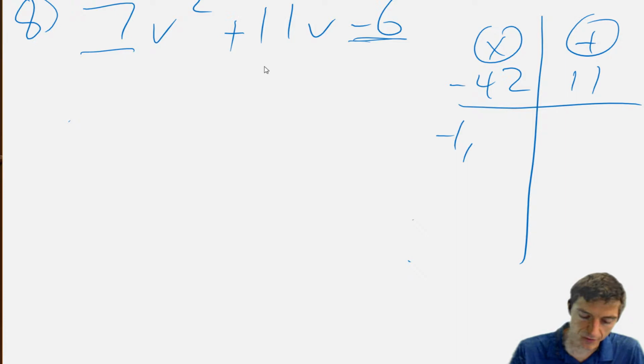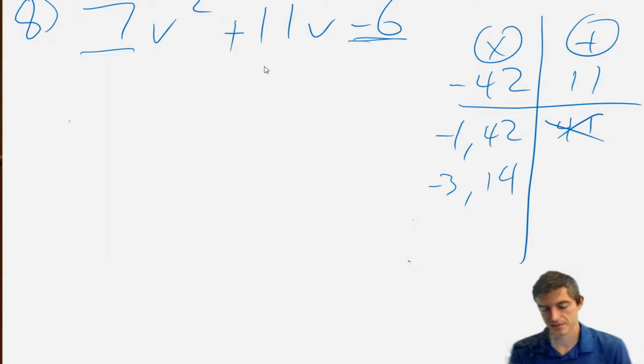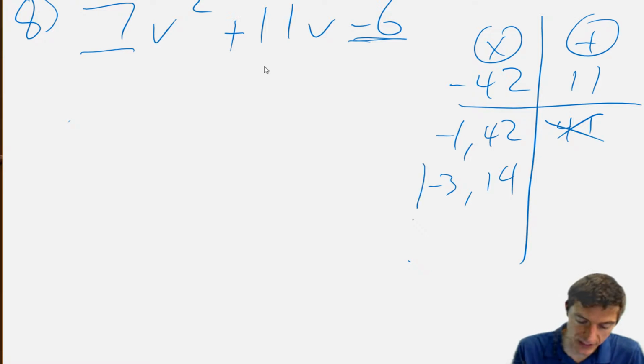You know, negative 1 and a positive 42 don't do it. Those add up to 41, so that's no good. What about negative 3 and 14, though? They absolutely do that, right? So these are the numbers I want.